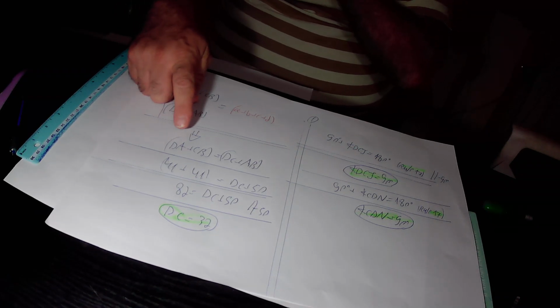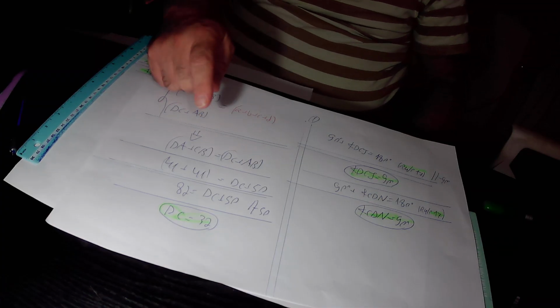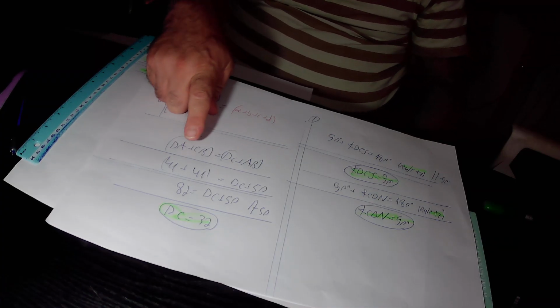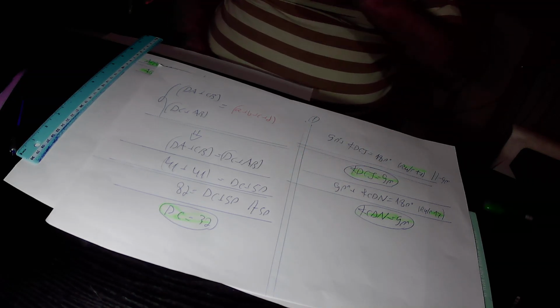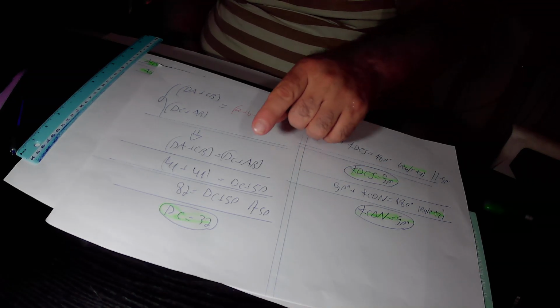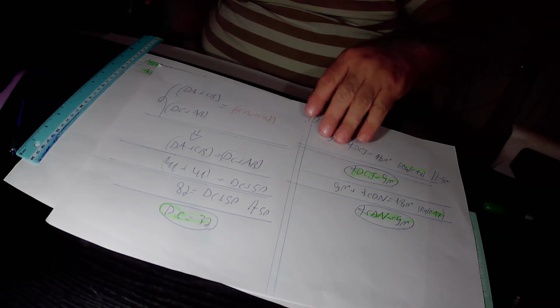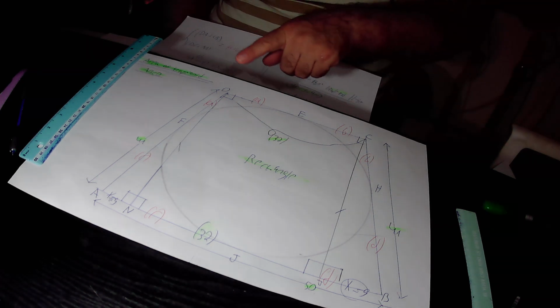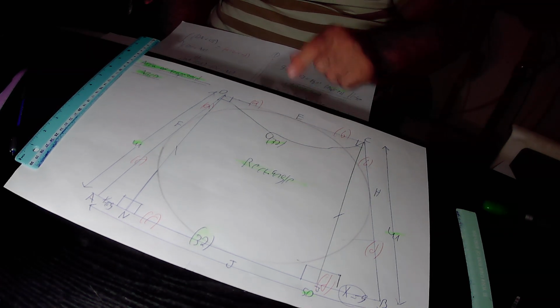DA is 41, CB is also 41, DC is the missing side, so leave it as it is, AB is 50. 41 plus 41 is 82, equals DC plus 50. If we subtract 50 from the equation, we find the missing side DC equals 82 minus 50, which is 32. So this is the missing side DC, this equals 32 units in length.